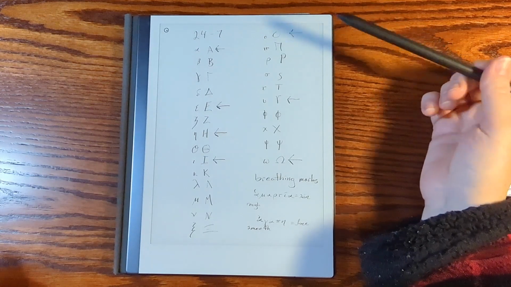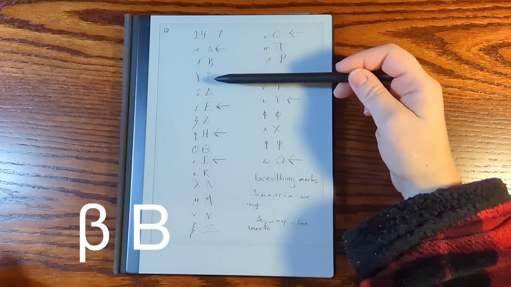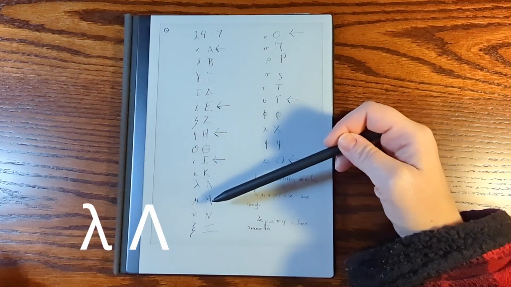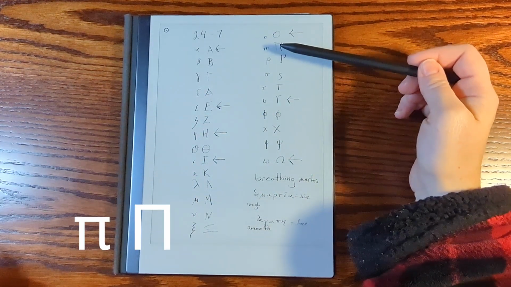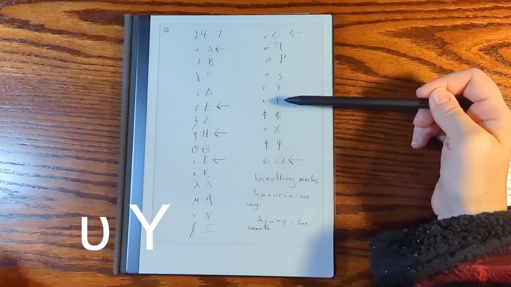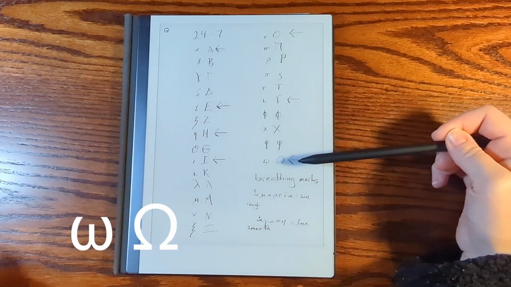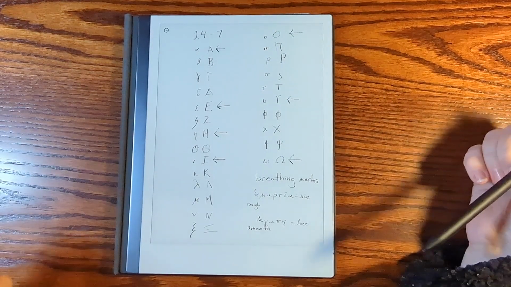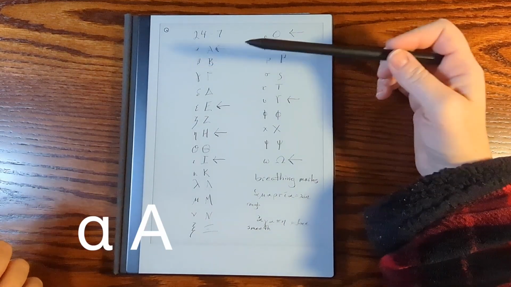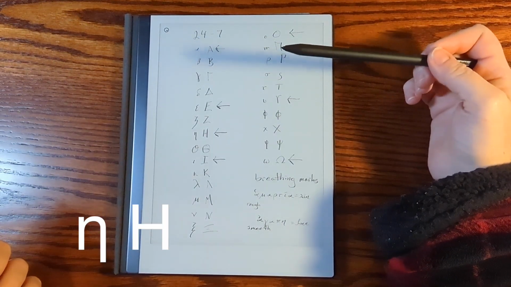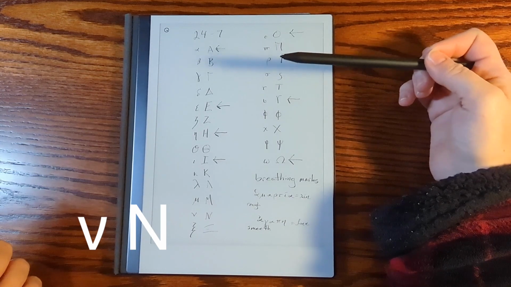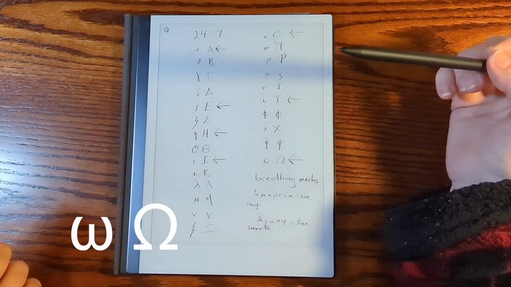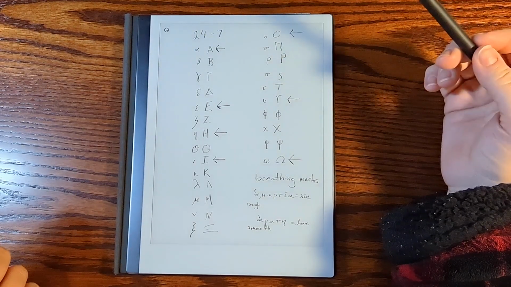So let's sing the alphabet again. Alpha, beta, gamma, delta, epsilon, zeta, eta, theta, iota, kappa, lambda, mu, nu, xi, omicron, pi, rho, sigma, tau, upsilon, phi, chi, psi, omega. You can see if you can do it faster. I don't know if I can do it faster. Let's see. Alpha, beta, gamma, delta, epsilon, zeta, eta, theta, iota, kappa, lambda, mu, nu, xi, omicron, pi, rho, sigma, tau, upsilon, phi, chi, psi, omega. Is that right?